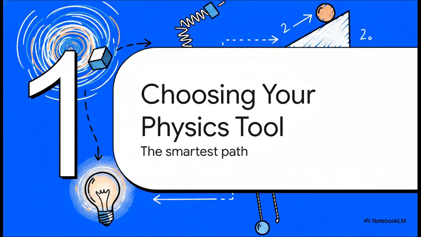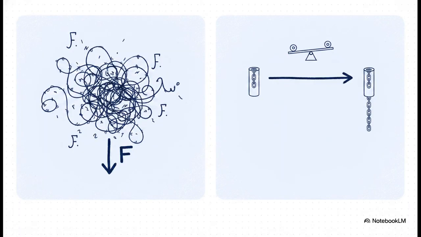The first, and honestly maybe the most important step in any physics problem, is picking the right tool for the job. Seriously, it's like choosing between a sledgehammer and a scalpel. One makes a huge mess, the other gets the job done cleanly and delicately. We've got a couple of options here. We could try using forces. Newton's second law, F equals ma. But that gets messy fast.